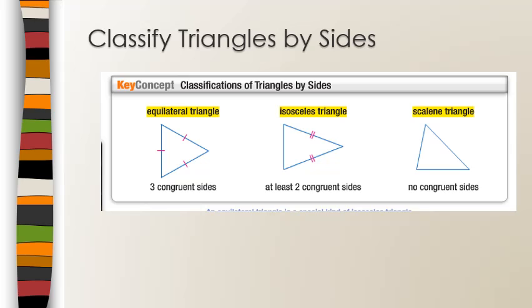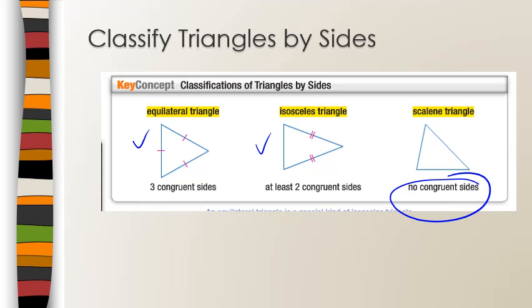And so we can have an equilateral triangle, which means we got three congruent sides. And we can have an isosceles triangle, which means we can have two congruent sides. Or we can have a scalene triangle, which means there are no congruent sides. Three congruent sides, equilateral; two congruent sides, isosceles; no congruent sides is a scalene.